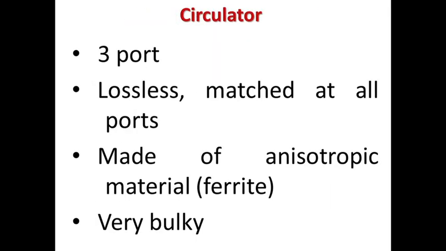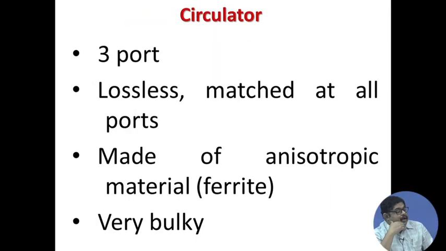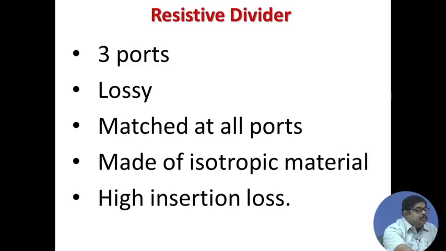As I already showed in a slide for the circulator, it is a 3-port, lossless, matched at all ports, made of anisotropic material like ferrite, but the problem is it is very bulky. So, it increases the weight of the whole system. Also there is the resistive divider, as I said, where you suffer loss, but it is matched at all ports and made of isotropic material. The disadvantage is you have high insertion loss.